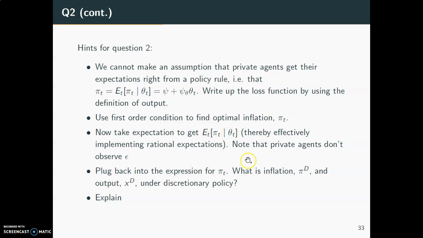And what you should be aware of here is that private agents don't observe epsilon. Then plug this expectation back into the expression for pi_t that you found with the first order condition. And now doing that, you should be able to tell what pi^d is, so that's inflation under a discretionary monetary policy, and the output under discretionary monetary policy. This expression for output follows from plugging in pi^d here and then the expectations of pi into the definition of output. And then again try and explain the result.